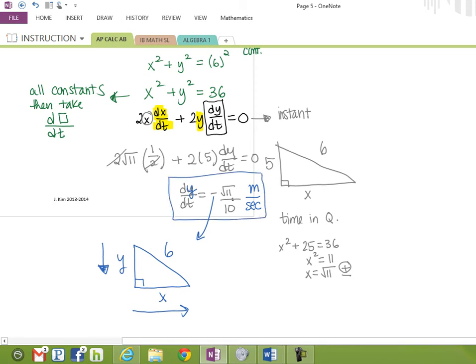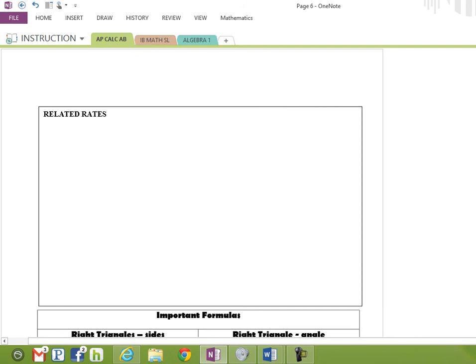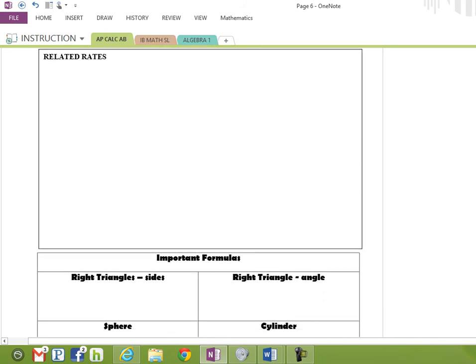Alright, so there's an actual problem done for you. What I'm going to do next is go through what we did to get our answer. What are the steps you want to take? So in related rates, we're going to start off with number 1, a sketch at 3 different times to identify constants. Okay? So that's the first thing we did.